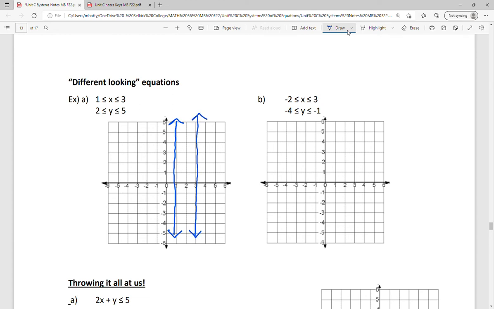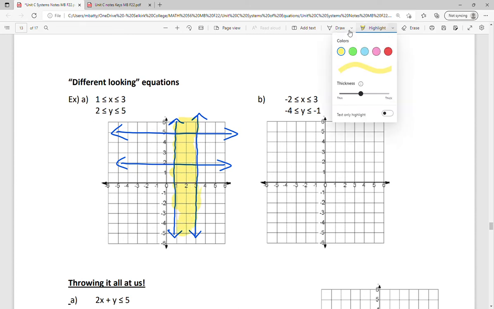And we could have y values at 2 and 5. And basically these inequality signs here are saying that x values is everything in between these two, and the y values is everything in between these two. So if I go for the highlighter for the x values, it's everything in between these two for the x values, right? And it's everything in between these two for the y's.